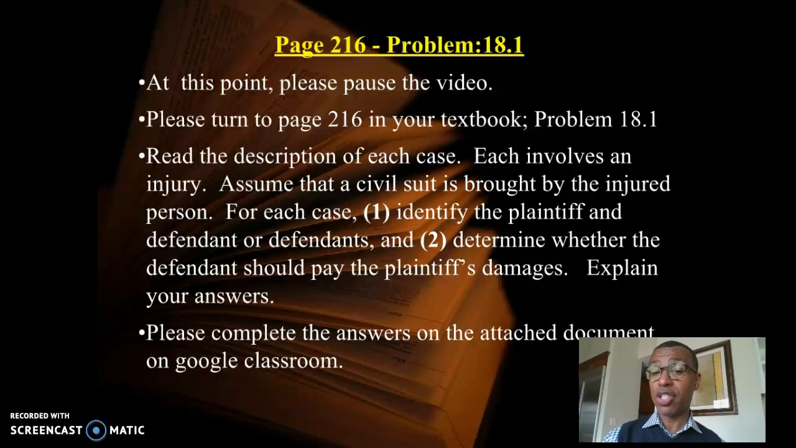For each case, you have two things to do. Number one, identify the plaintiff and the defendant or defendants. And number two, determine whether the defendant should pay the plaintiff's damages. For each one of these scenarios, please explain your answers in detail. Complete this work and turn it in on Google Classroom. At this point, you can pause the video when you have finished problem 18.1. Please come back and look at the video for two more slides.